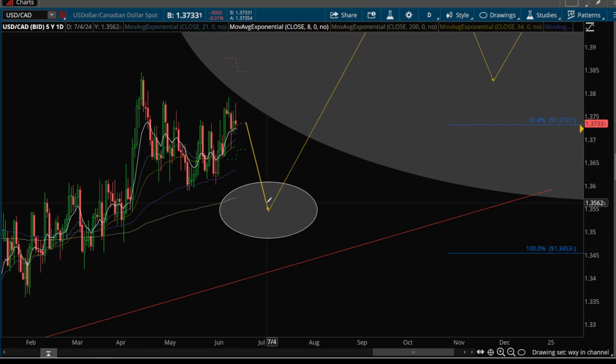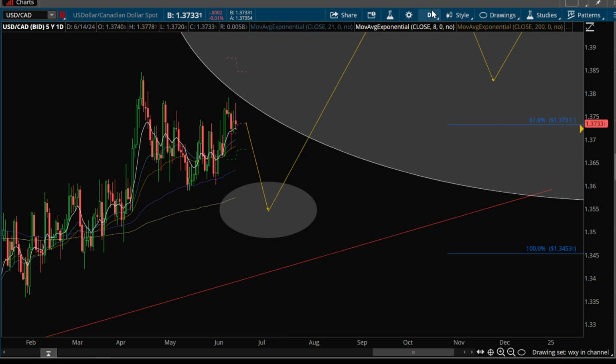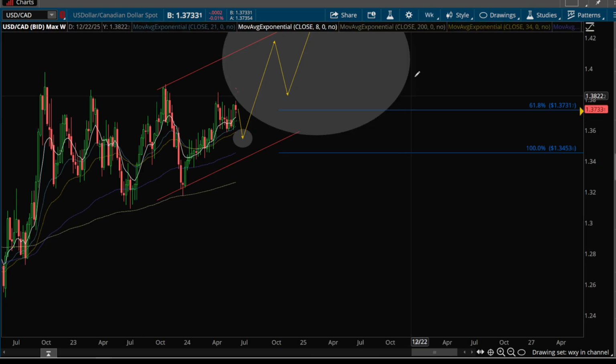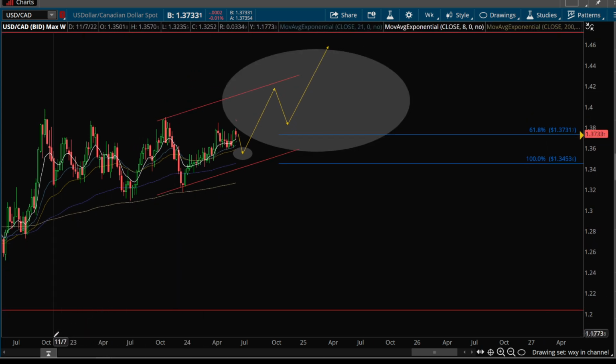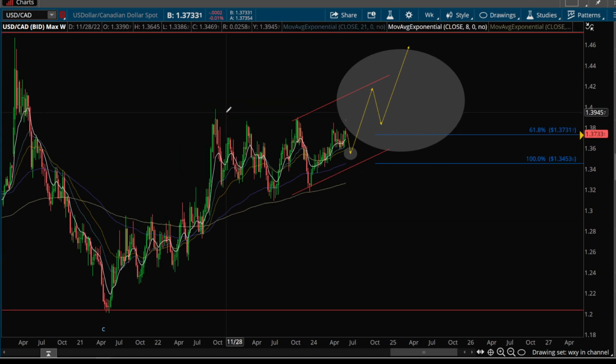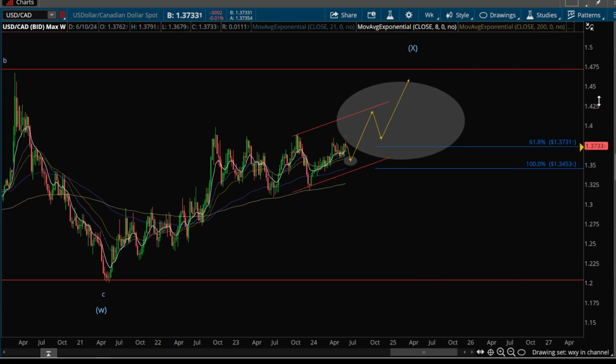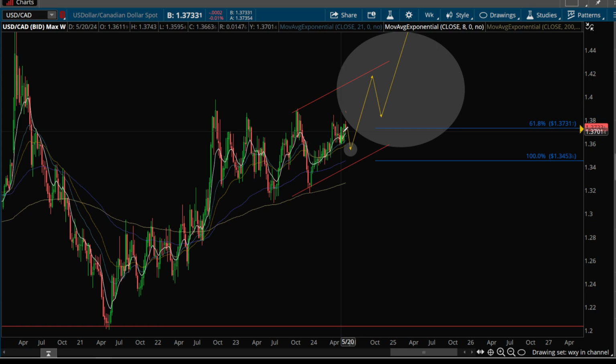Is dollar CAD going to throw you this move down to the daily 200 before we start this larger degree Y wave, right? X wave up, WXY, right? WXY for your larger degree X wave. So that's the only question. Or did it already start?